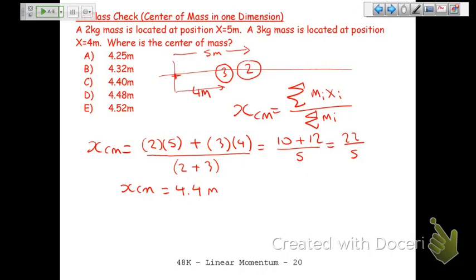Positive 4.4 meters. And isn't that what you'd expect it to be? I'd expect it to be in between the 4 and the 5, because one's at 4 meters and one's at 5 meters, and closer to the 4 than to the 5. So not 4.5 or 4.6 or 4.7, but 4.4 or 4.3 or 4.2. So it intuitively makes sense.